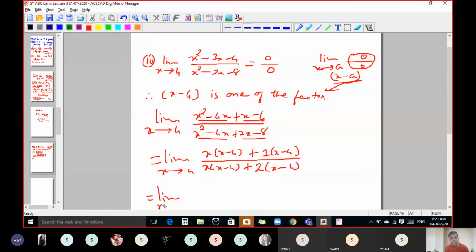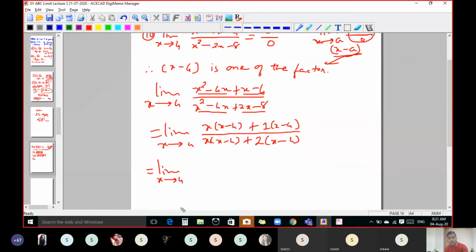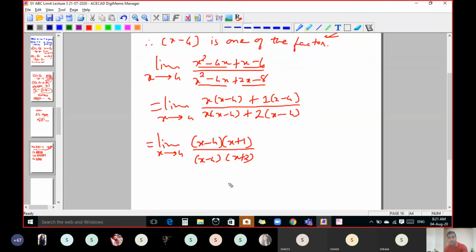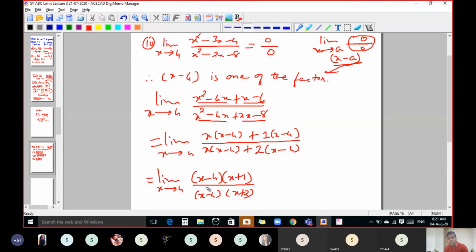Limit x tends to 4. Here x minus 4, you can take outside, take common. So in the remaining part we get x plus 1. So this is the factorization of the numerator, x minus 4 times x plus 1. Here also taking x minus 4, we get x plus 2. And once we have this situation, we know that we have 0 by 0 due to this x minus 4 only, because that is one of the factors.